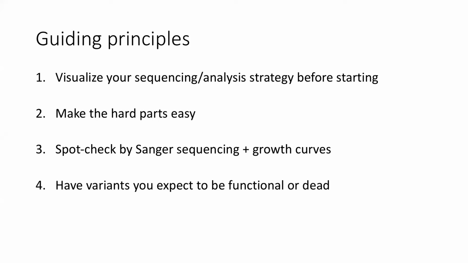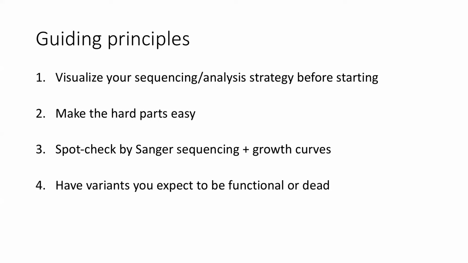Fourth, you want your library to contain variants that you know are going to be functional or that you know are going to be dead prior to going into selection. In many cases, if you're just working on an ordinary protein, you can just use wild type synonymous variants and nonsense variants, and that'll give you a good idea. But maybe wild type is not active in the particular condition that you're assaying in. In that case, it's a good idea to spike in variants at 1% or so that you already know the function of, so that as you do your selection, you have a baseline for what you think should be happening.